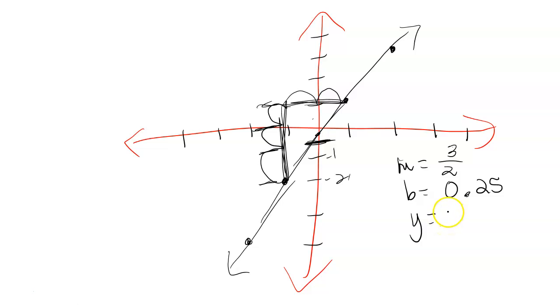Sorry guys, my pen keeps going out on me. 3 over 2x plus 0.25. Okay, so those are different types that we could run into.